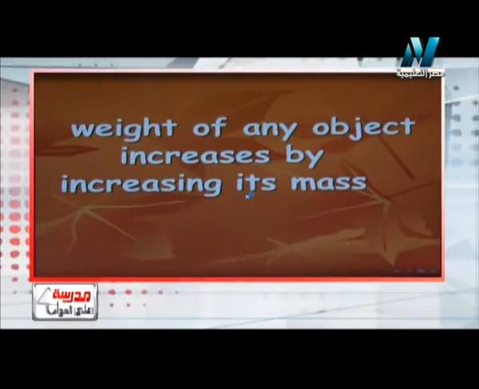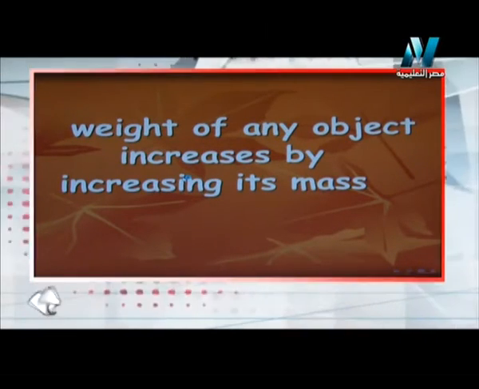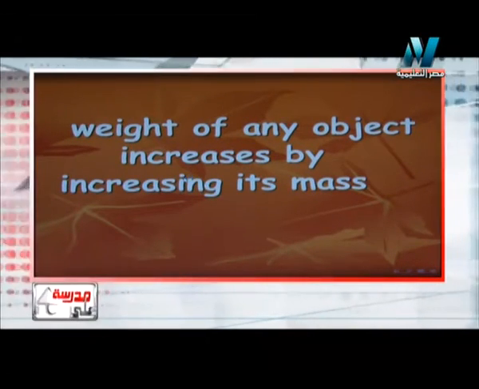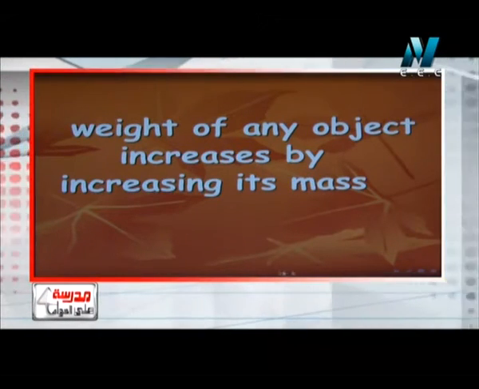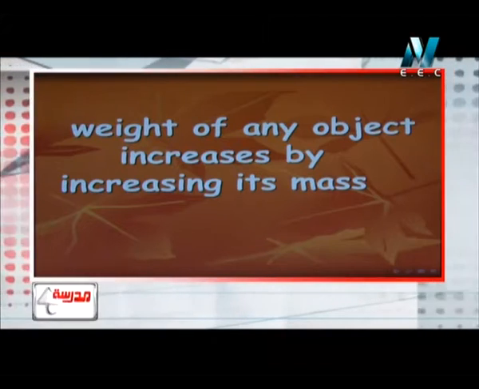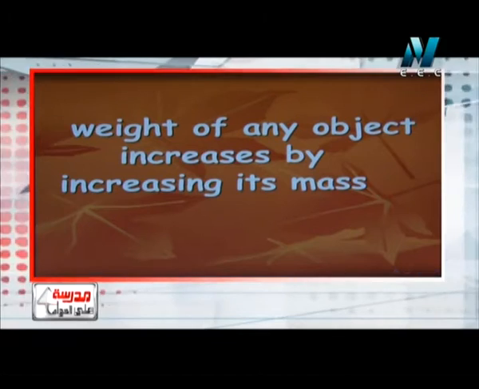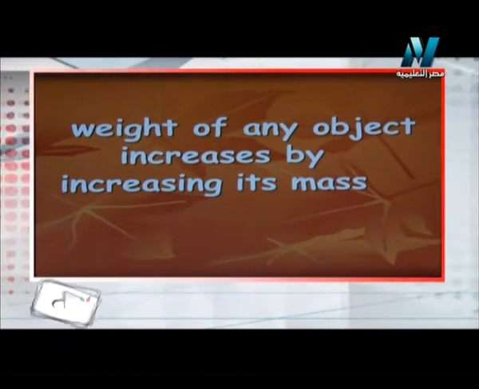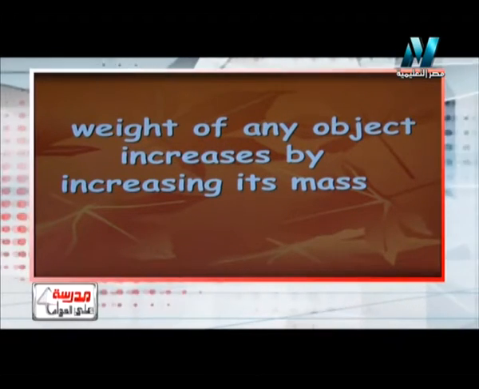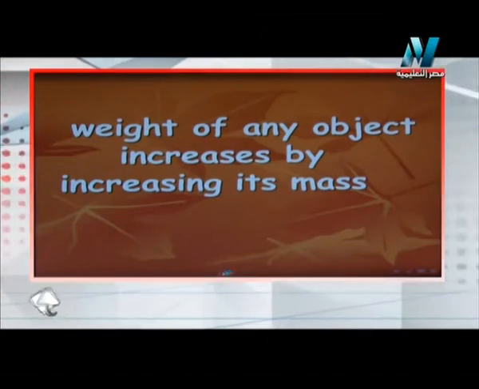Okay? So the weight of any body increases by increasing its mass. Surely, when I increase mass, the weight increases. Again, when I increase the mass, the weight increases. And this relation is called direct relation. دي هنسميها علاقة طردية برضه. يبقى النهارده خدنا two relations، العلاقة بين الماس والماتر direct relation، والعلاقة بين الويت والماس برضه direct relation أو علاقة طردية. هنسميها direct relation يعني علاقة طردية.